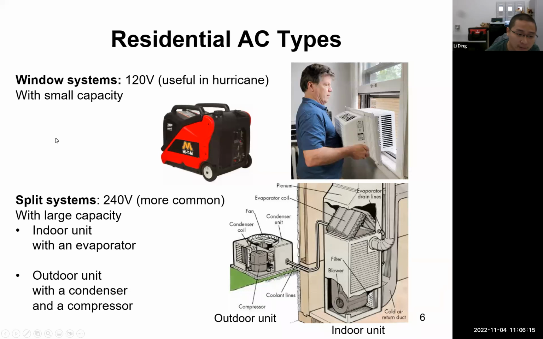And the next system is the split system. This is more common, and the voltage is 240. So this has larger capacity. You can see it can be divided into two units. One is the indoor unit and the other is the outdoor unit. That is why it's called a split system. In the indoor unit, there is an evaporator. And in the outdoor unit, there is a condenser and a compressor. So we will discuss this in detail.